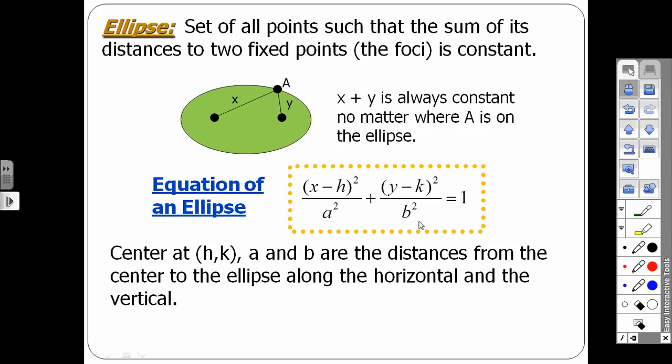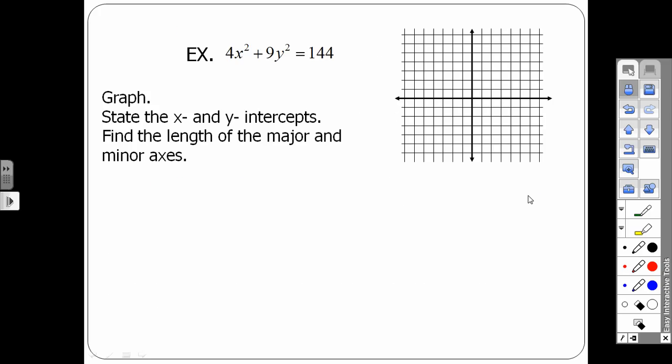So if your equation is not already in this form, you're going to need to do some calculations, maybe complete the square, divide through by a number, whatever, so that you get it to look like this format. Okay, so let's look at an example. We have 4x squared plus 9y squared is equal to 144. Right now, it's not in our nice pretty form, so we're going to divide through by 144. And when we do that, we now have our center at 0, 0, and we can look at the square root of each of these numbers to get a and b. So 6 squared and 4 squared.